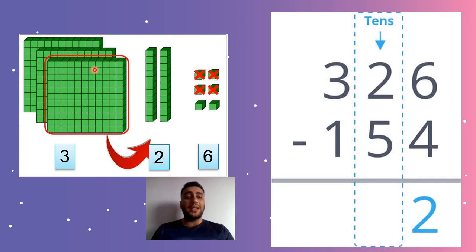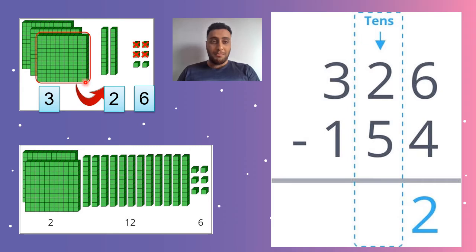So we get it from 3 hundreds. Remember, 100 is 10 tens, right? So, boom, we bring it here. We break this down. So instead of 3 hundreds, now we have only 2 hundreds. But instead of 2 tens, now we have 12 tens. So now we can do 12 minus 5, right?